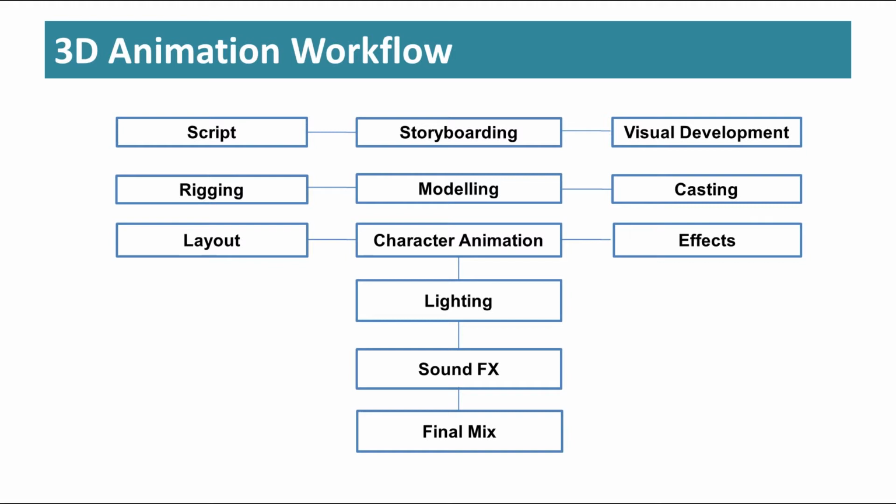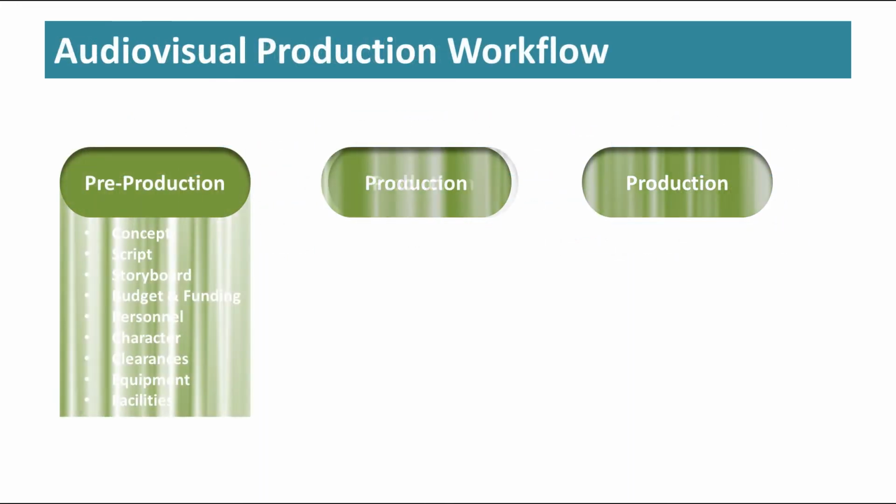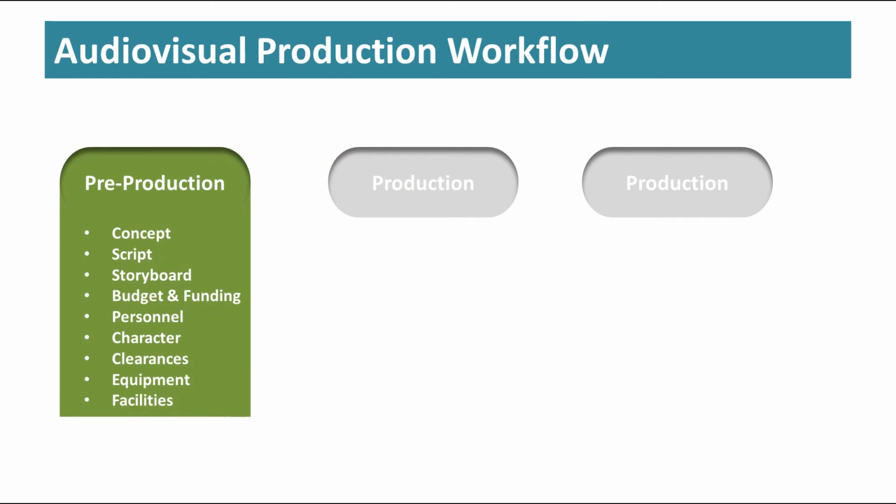All audiovisual production, irrespective of size, goes through three phases: pre-production, production, and post-production. Pre-production is the first stage of any audiovisual production. At this stage, the concept is made, the story is developed, the screenplay is written, and finance is arranged. The director visualizes the final output and a storyboard is developed. Characters and shooting plan are also finalized.